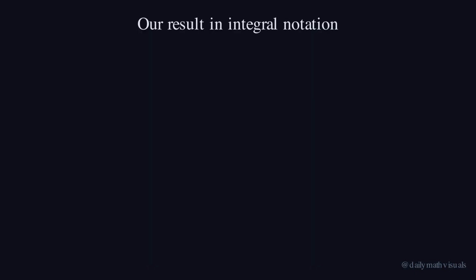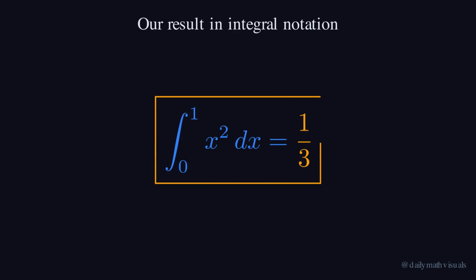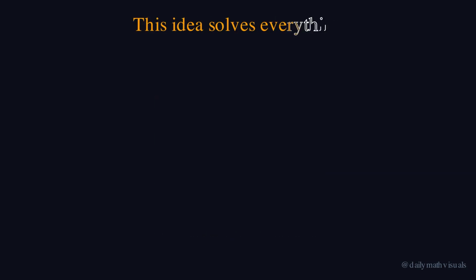So the area under y equals x squared from 0 to 1 is written like this. The integral from 0 to 1 of x squared dx equals 1/3. This single expression captures the entire infinite process we explored. 4 symbols, infinite meaning. But here's what's even more remarkable.